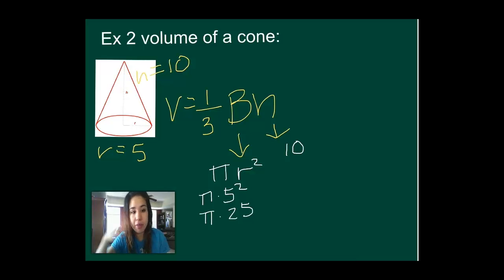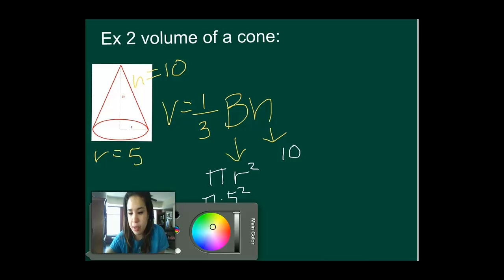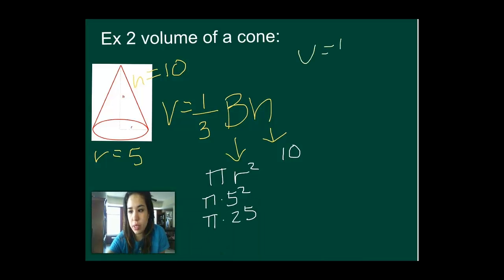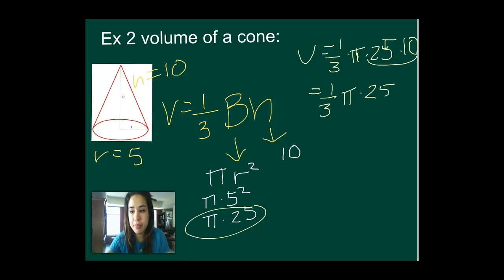And let's go ahead and bring all of this back together. We have then volume equals 1/3 times pi times 25, and remember that that's from the area of the base down here. And we're going to multiply by the height. So the height was 10. Okay, so let's multiply. We know that 25 times 10 is 250, so this would be like writing 1/3 pi times 250.